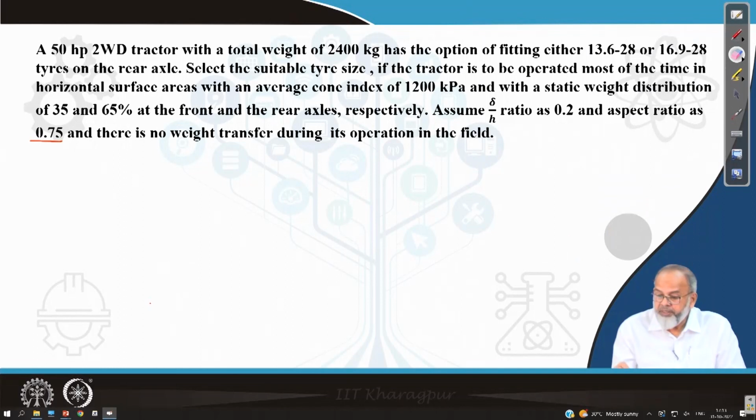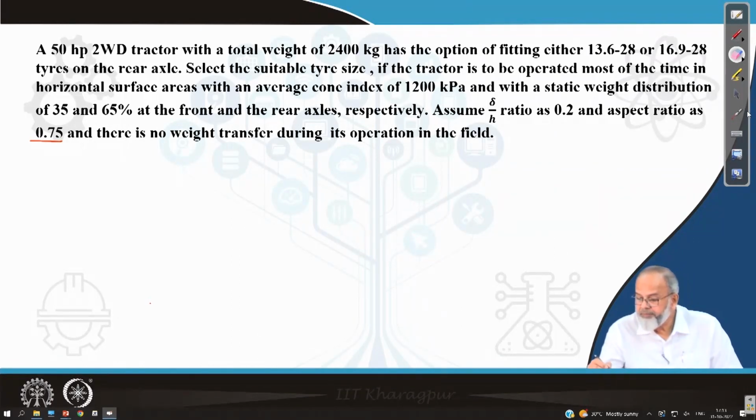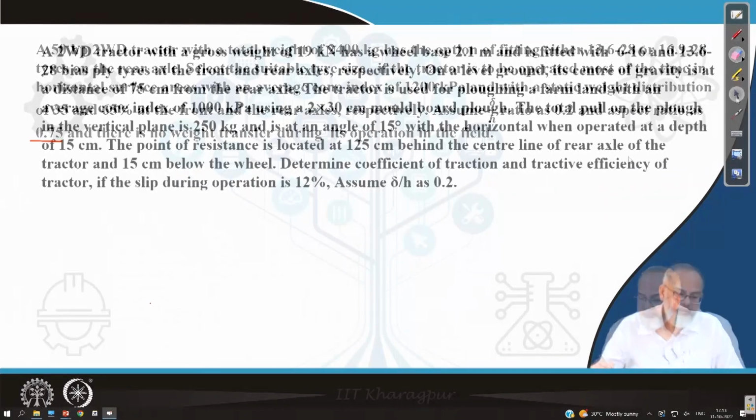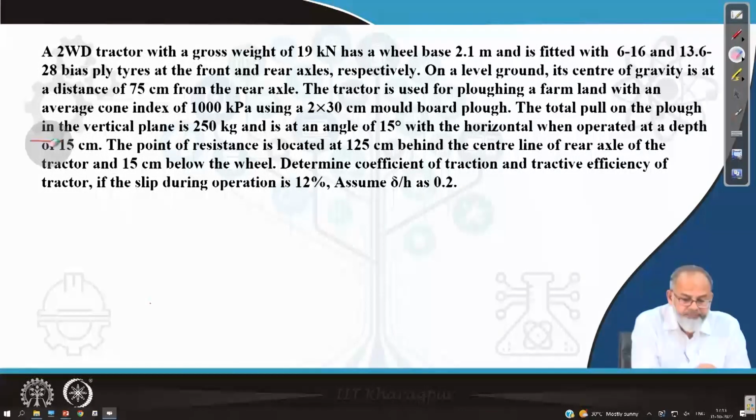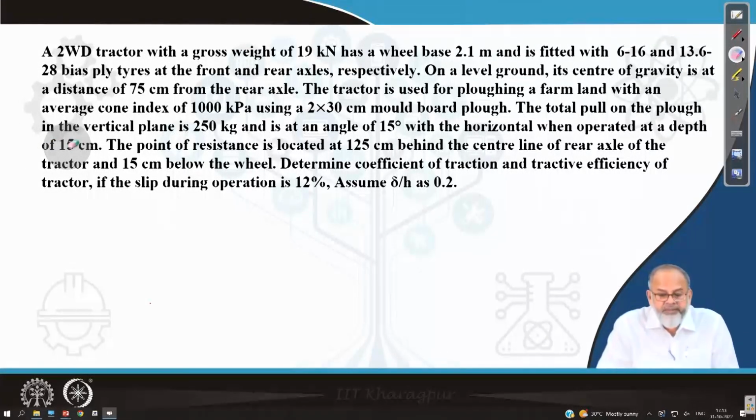Next problem will be related to dynamic weight. A two-wheel drive tractor with a gross weight of 19 kilonewton has a wheelbase of 2.1 meter and is fitted with 6-16 tire at the front, 13.6-28 bias ply tire at the rear axle, and on level ground, its center of gravity is located at a distance of 75 centimeter from the rear axle.